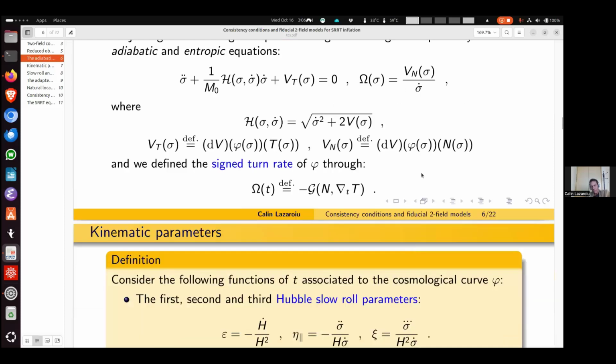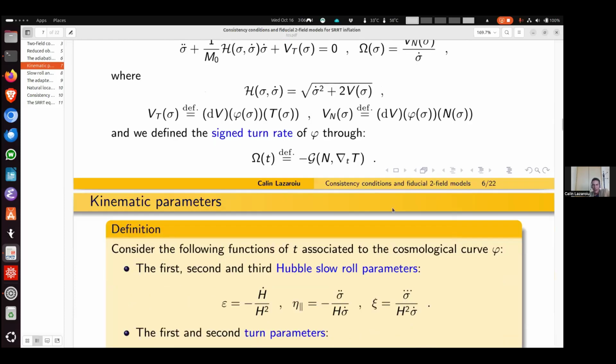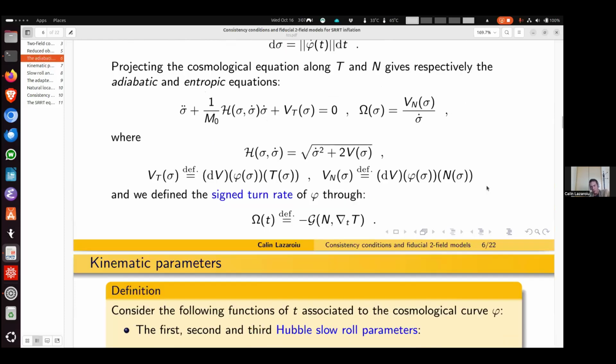And finally, this big Omega is just this quantity. It's minus the Riemannian metric G applied to N and to the covariant derivative of T in the direction phi dot of t. So again, as Janusz pointed out, nabla T, of course, mathematically is just nabla phi dot of t, but this is the standard use of notation in cosmology. So nabla T means nabla in the direction of the vector phi dot of t, applied to this normalized tangent vector T. So this is just a notation.